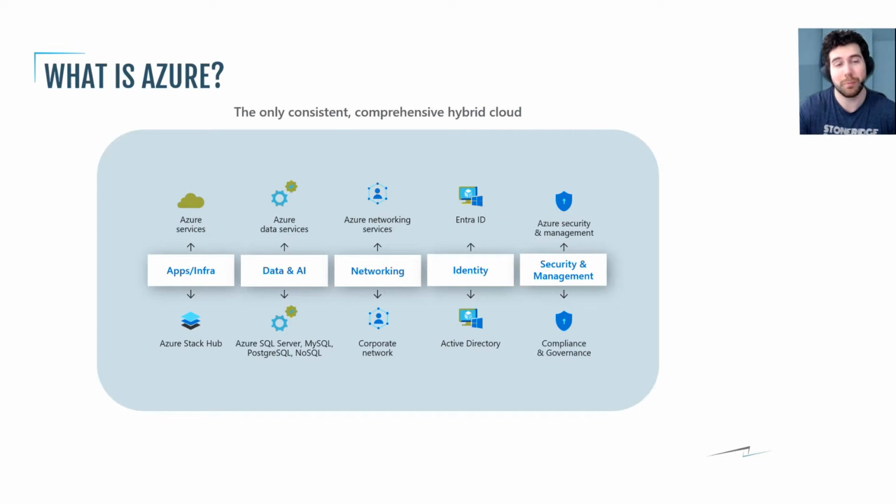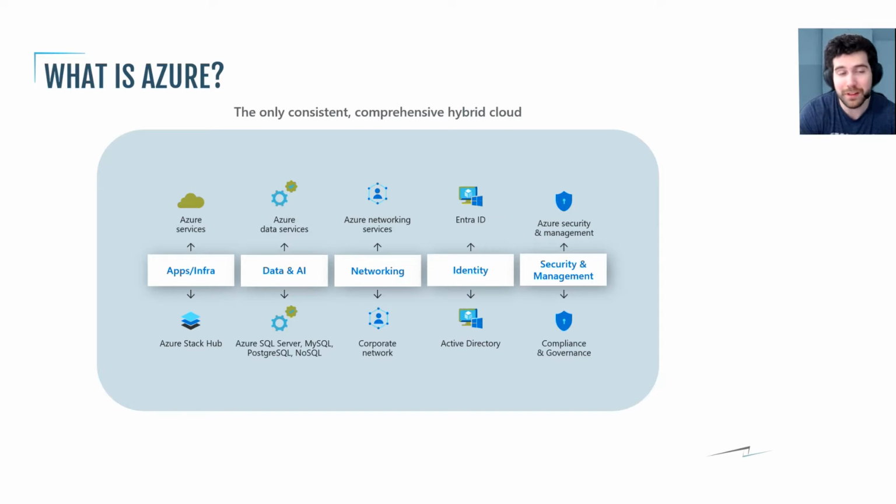So Azure is a pretty comprehensive cloud solution from Microsoft. In fact, it is the only consistent, comprehensive hybrid cloud on the market today. And Microsoft has built this by leveraging 5 main pillars in its design that it identifies as the apps and infrastructure, data and artificial intelligence, networking, identities, and security and management.